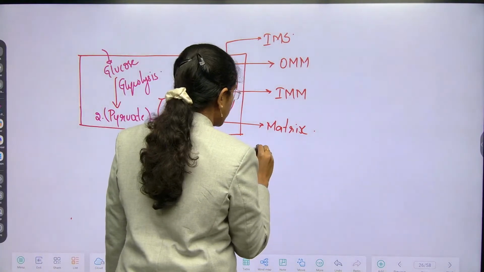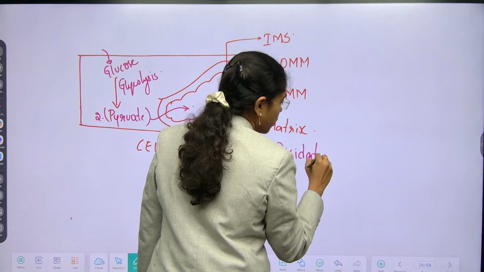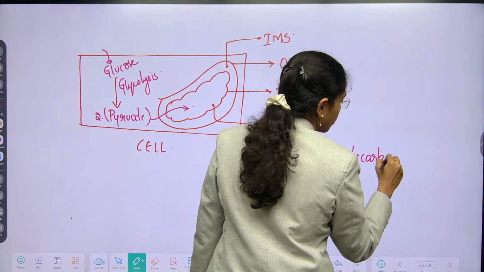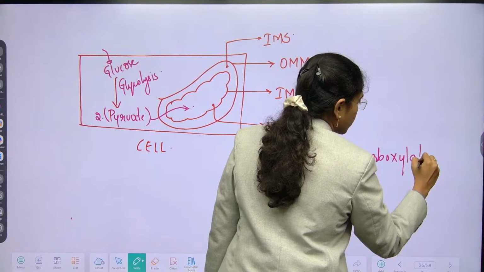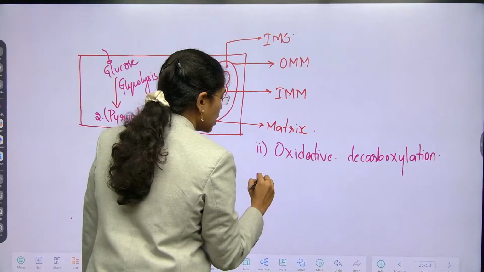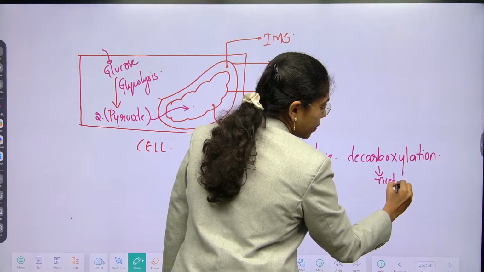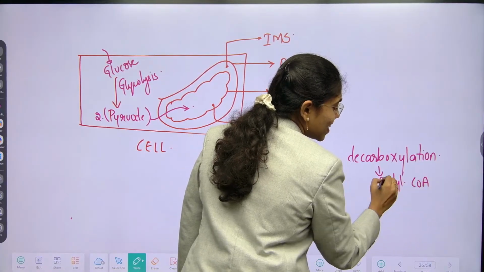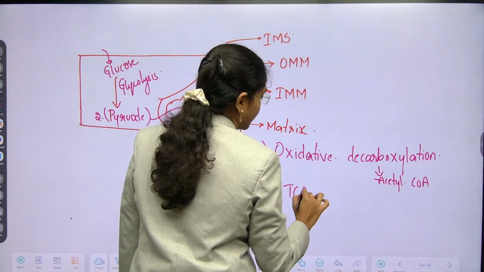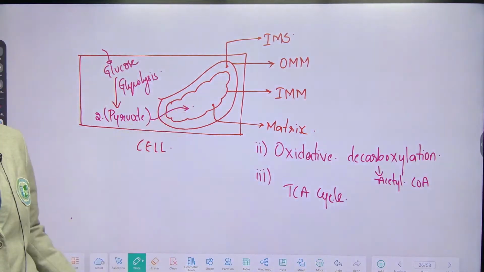The immediate function that happens is oxidative decarboxylation, synthesizing acetyl-CoA. The next step is the Krebs cycle. Now you got it, this acetyl-CoA is the starter of the TCA cycle. Both of them will happen in the matrix of mitochondria only.